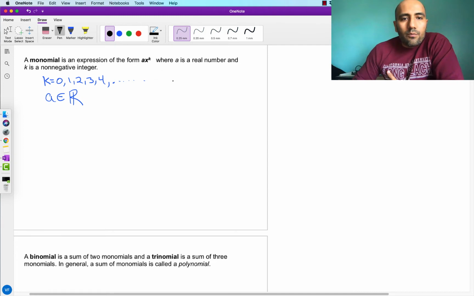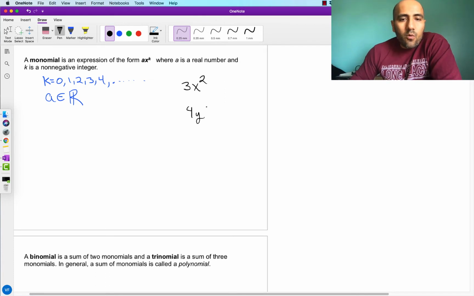So examples. A really straightforward example would just be the case where we have 3x to the power of 2. Here the role of a is being played by a 3, the role of k is being played by a 2, and the variable is, of course, x. We don't have to use x, we could use any other letter to represent the variable. So maybe, for example, 4y to the power of 7 is another case of a monomial. We could have a negative in front, in place of the a, any real number. So it could be negative 5, say w to the power of 3. This is allowed, right? We can also have a fraction there. How about 3/4 x to the power of 8, right?